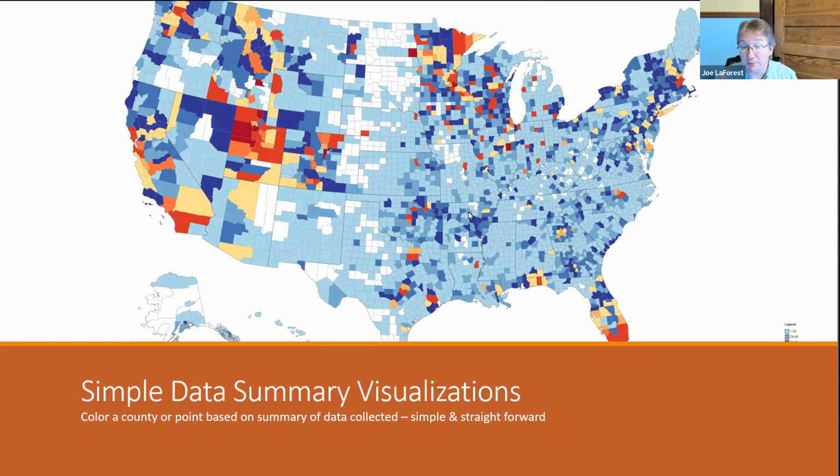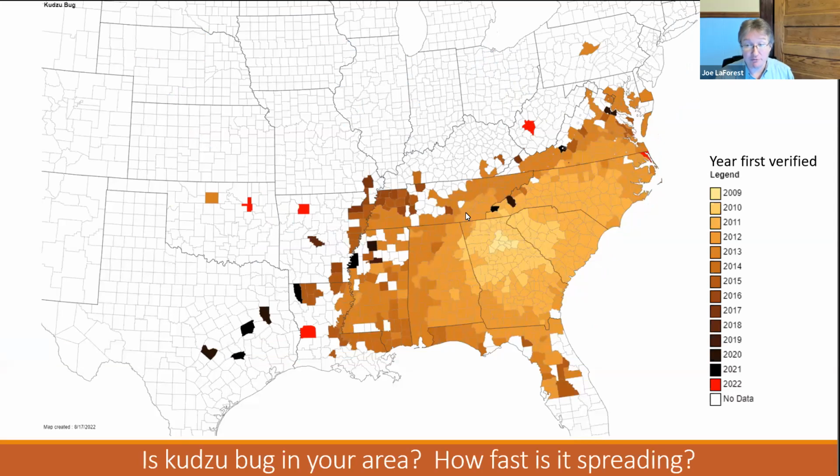So first example, I'll go in here. This is a county level map. We were collecting data on kudzu bug. People were sending it in from all over the region. They want to know, how is kudzu bug spreading? How fast is it moving? So we take the minimum date observed for all the verified data. We look at that on a county level, pretty straightforward.